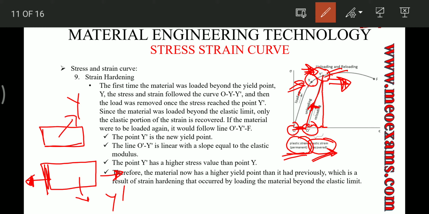So this happens because of the dislocation interaction, or this is called the strain hardening process or mechanism.